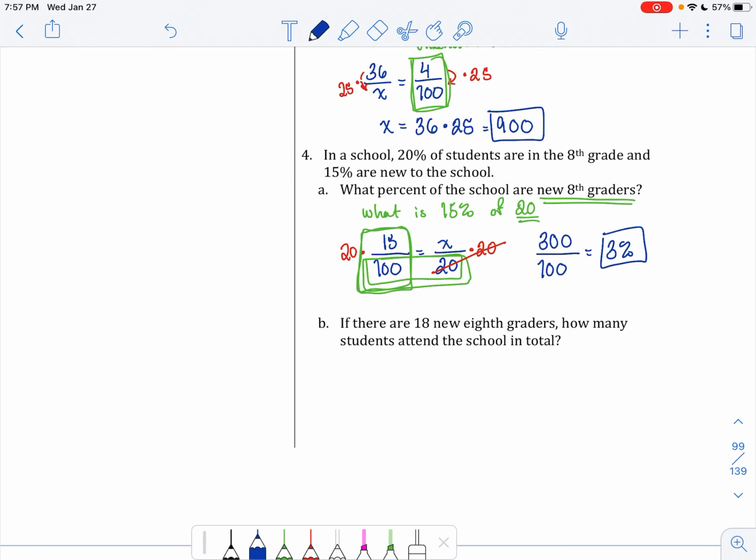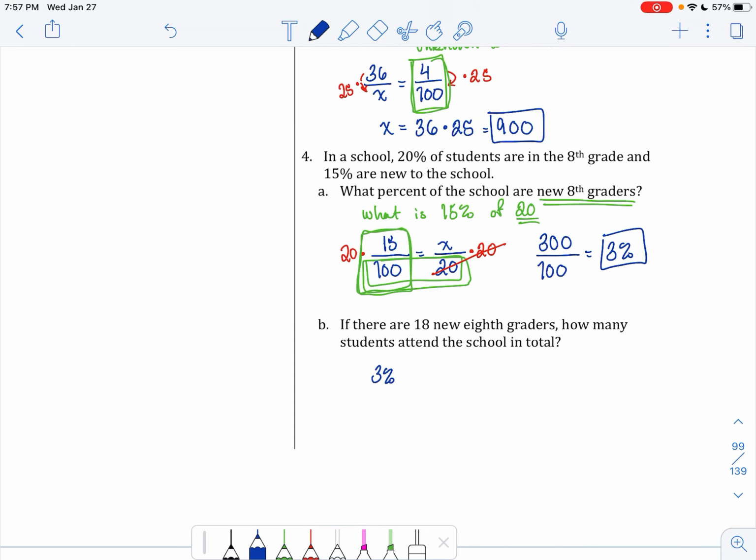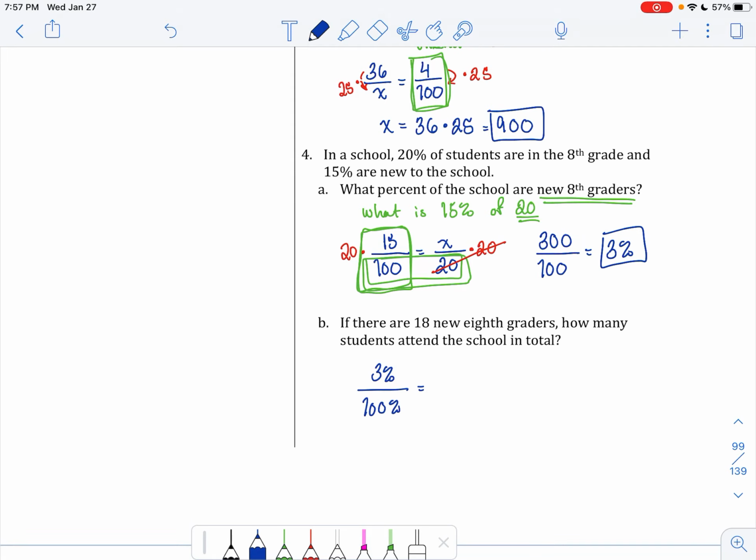If there are 18 new 8th graders, how many students attend the school in total? So what this tells us here is that 3% is out of the 100, and there are 18 of them out of x. So this is again a situation where you could absolutely cross multiply, or you can say, all right, well, this is just times 6. Do the same thing to the numerator and denominator, times 6. So what that means is that x is equal to 600, which is the total number of students.